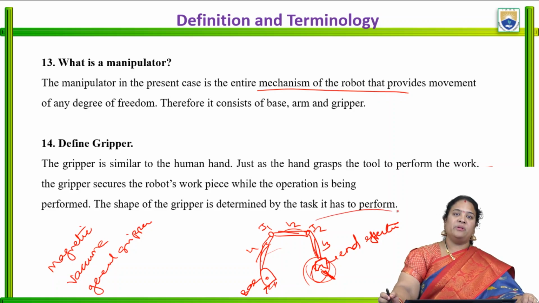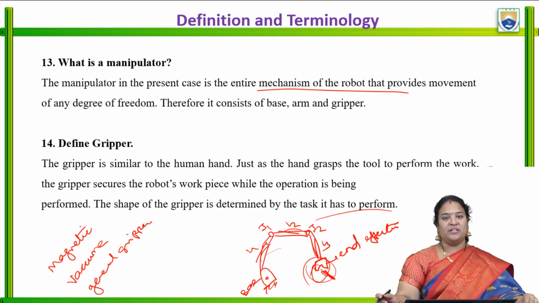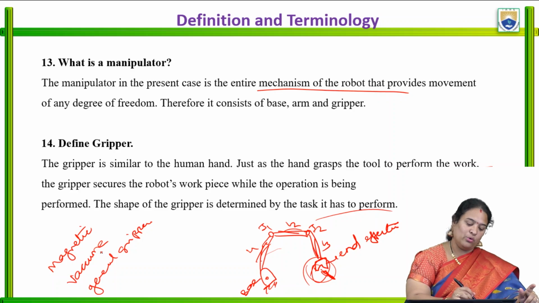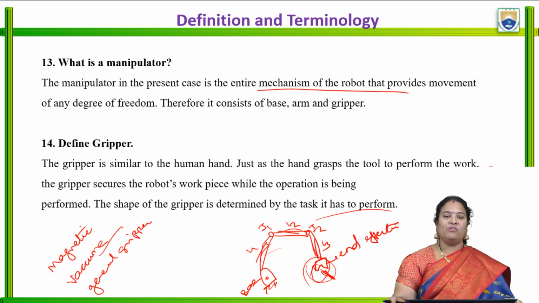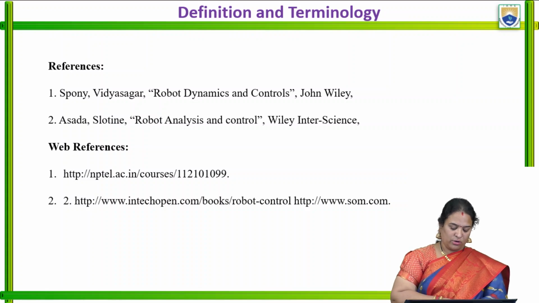The shape of the gripper depends upon the type of application. In the medical sector, generally we go for the vacuum type of gripper. When we come across mechanical industries, there we use the magnetic type of gripper, or we go for the generalized gripper. So depending upon the type of application, we use this particular type of gripper. These are the differences we have gone through.